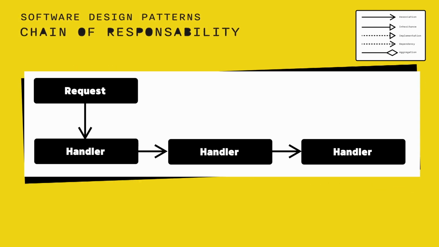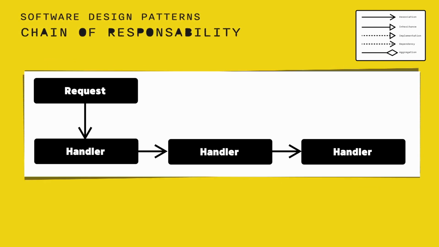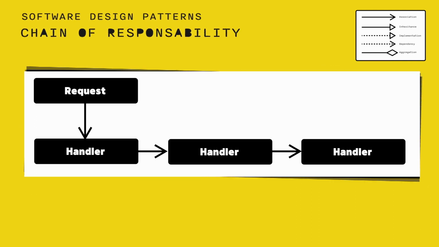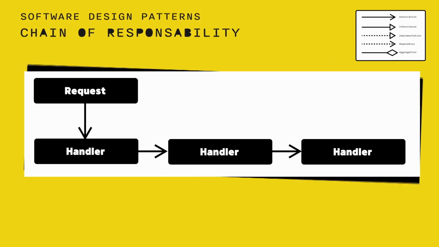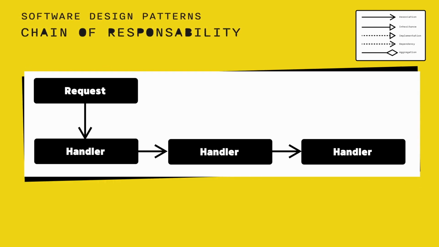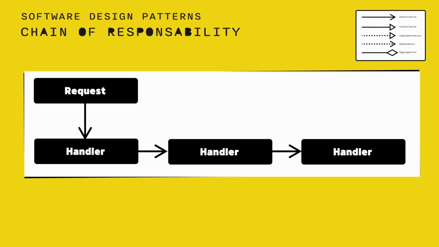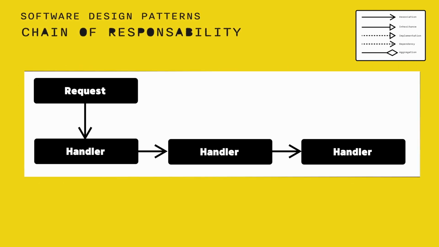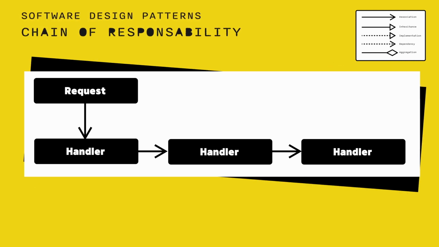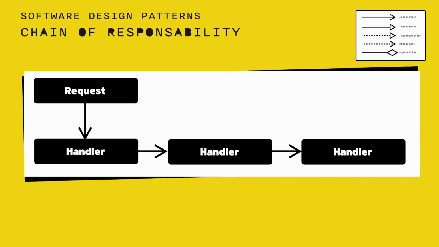There are two ways of implementing this pattern. In the first implementation, all handlers perform their work and pass the request to the next handler. In the second implementation, as soon as a handler can handle the request, it stops propagating. Is this useful for games? Yes, definitely. It can substitute big if-else statements or even better switch cases.